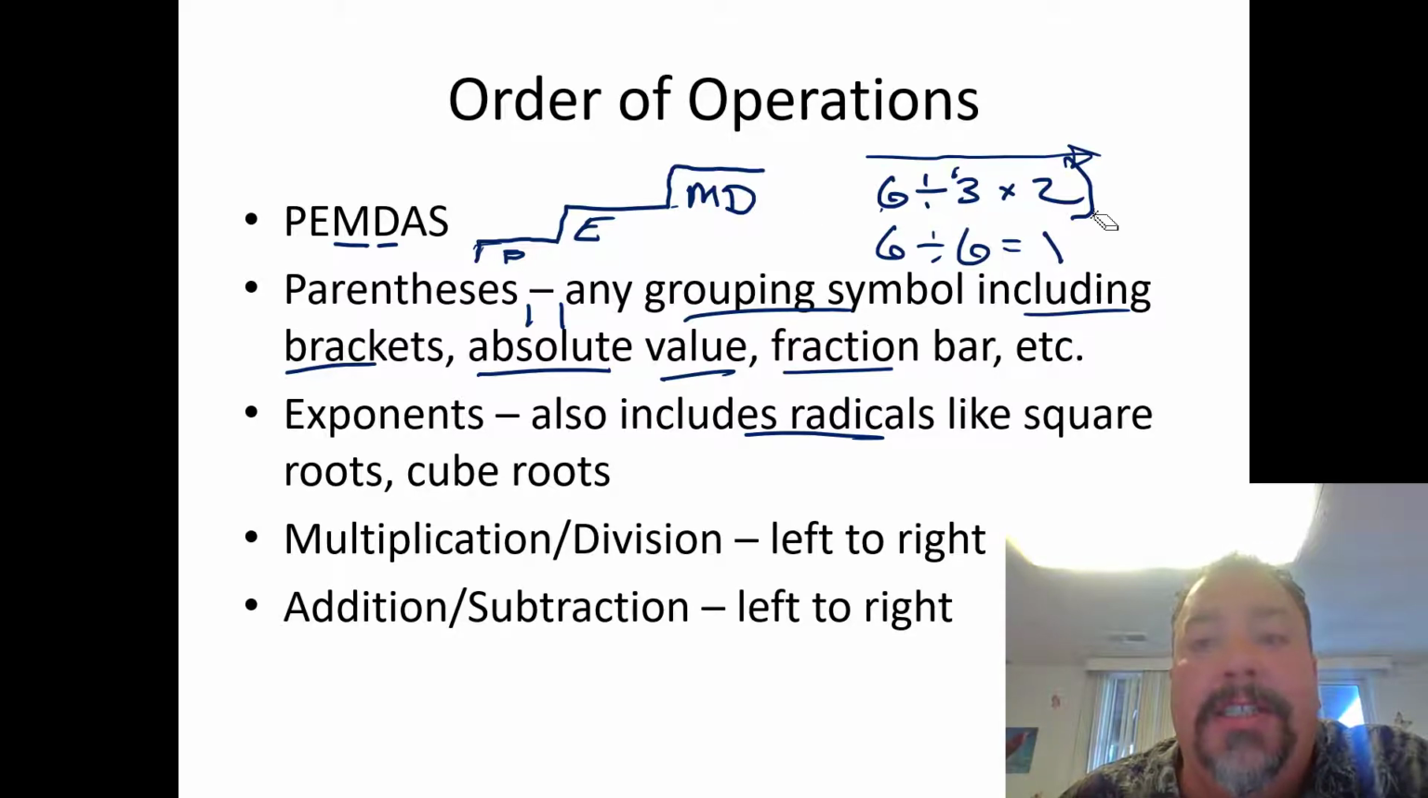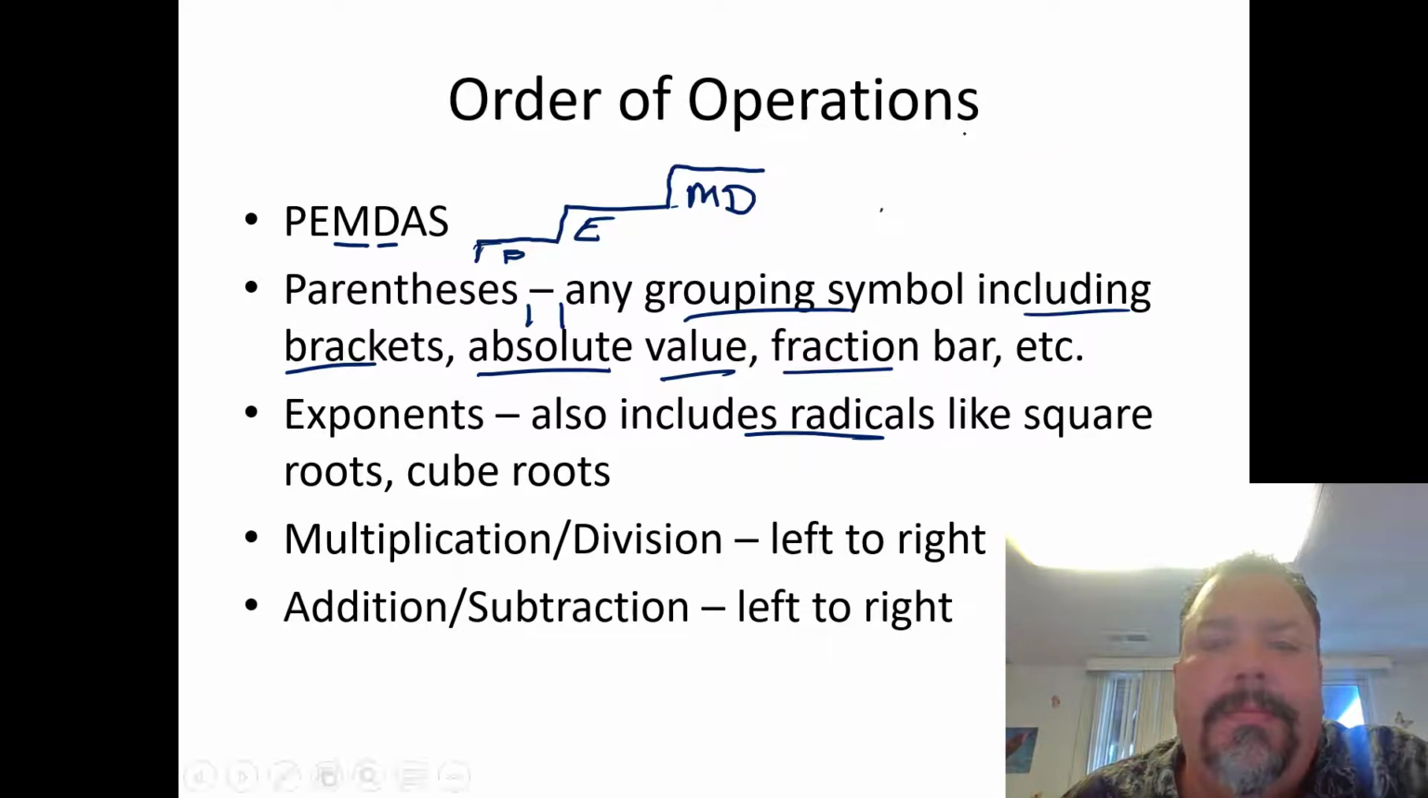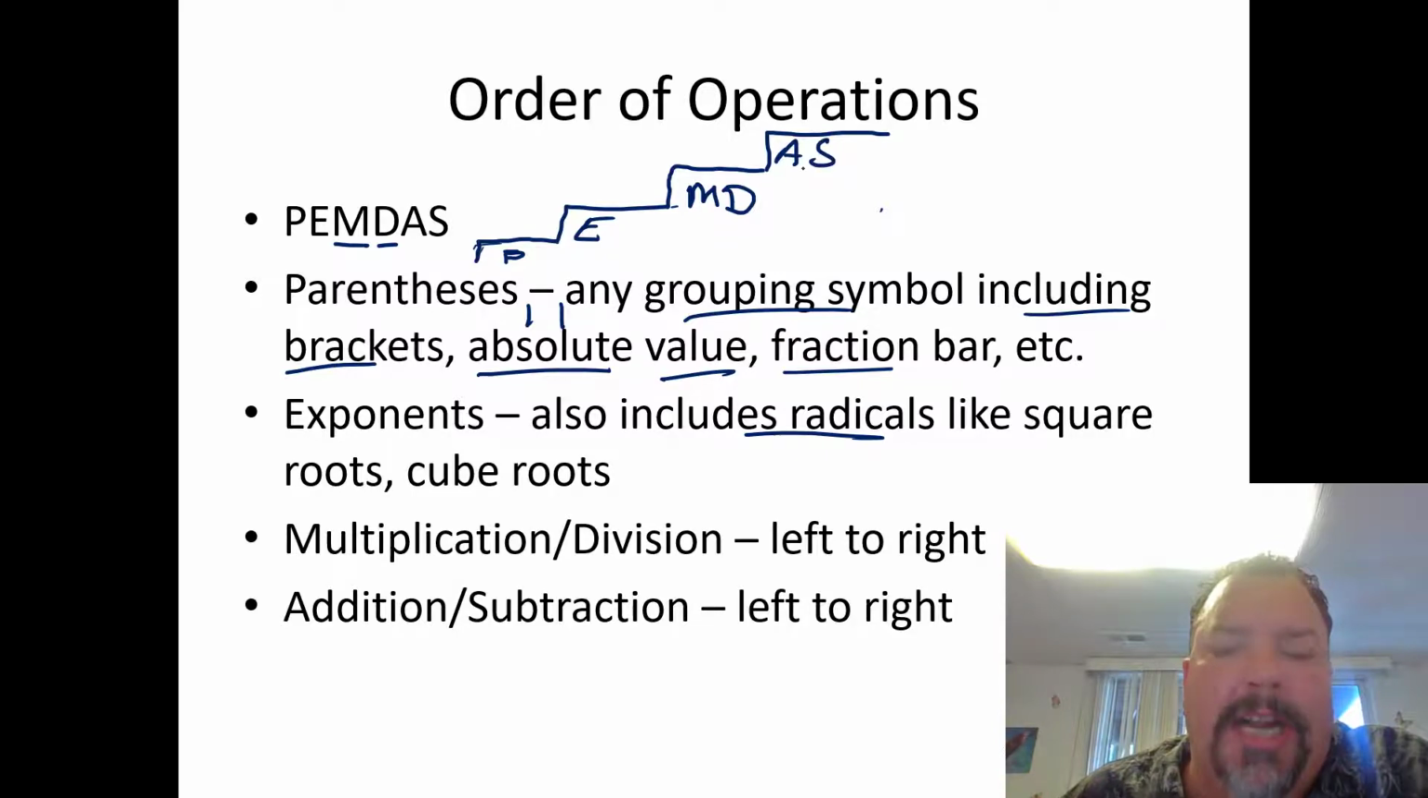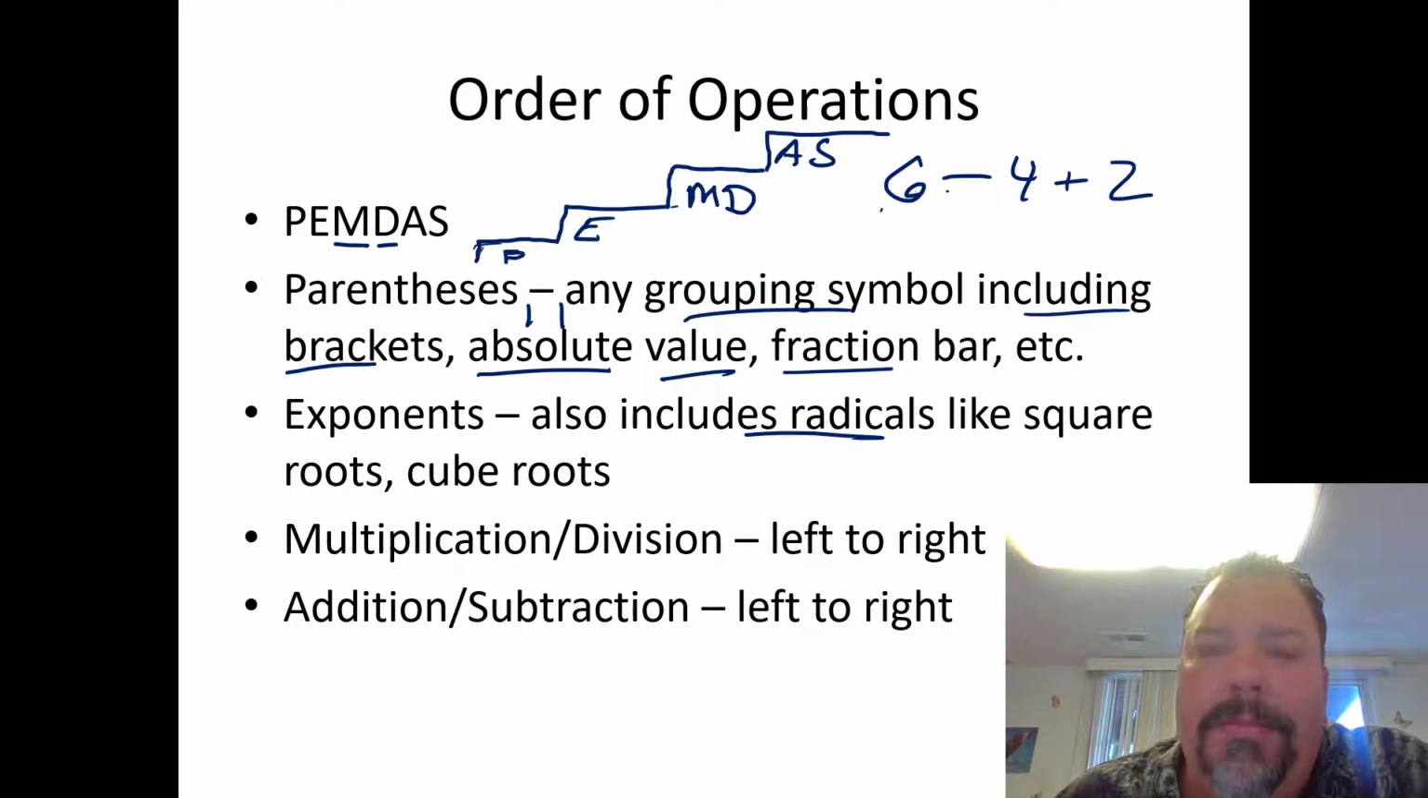If there's no parentheses and you have multiplication and division, you do them as you come across them, reading left to right. The same goes for addition and subtraction, and the reason is that addition and subtraction are basically the same operation. Multiplication and division are really the same operation, so they happen at the same time. So addition and subtraction, again, if I had 6 minus 4 plus 2, then I would do 6 minus 4 is 2, 2 plus 2 is 4, something like that.